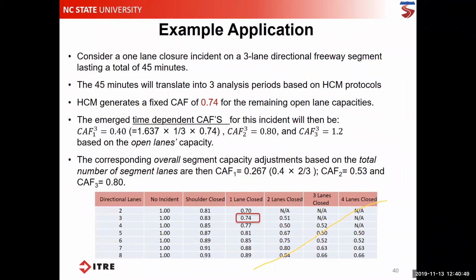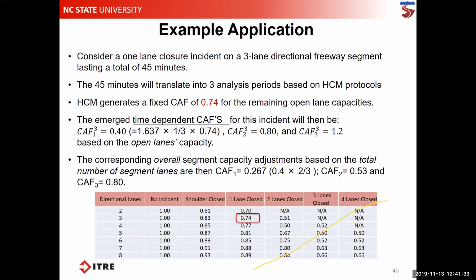Here I'm showing an example of how our proposed model can propose different time-varying adjustment factors. Think about a one-lane closure incident that is happening on a freeway that has 3 lanes. By looking at the table at the bottom of the slide, you see that HCM suggests an adjustment factor of 0.74 for the remaining open lanes. And then by taking the equation we presented in the previous slide, we can characterize CAFs of 0.4, 0.8 and 1.2 for this 45-minute incident.